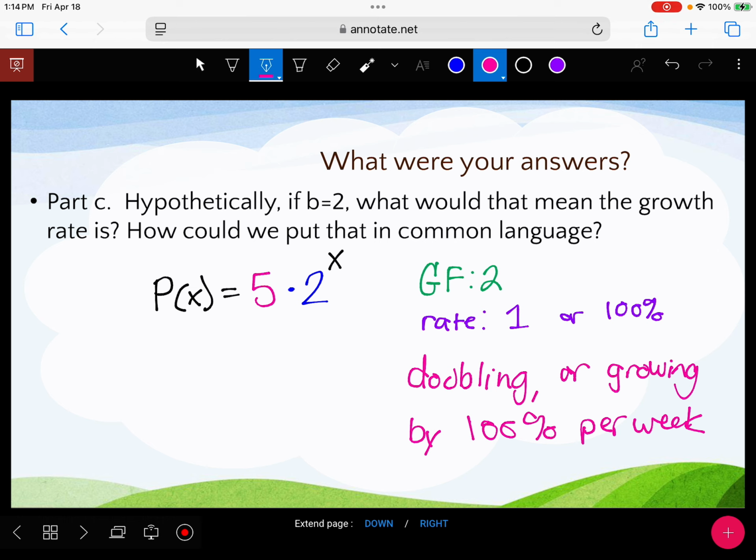Okay, if we don't have any other times, we really talk about doubling for a hot minute. Okay, questions on this one?